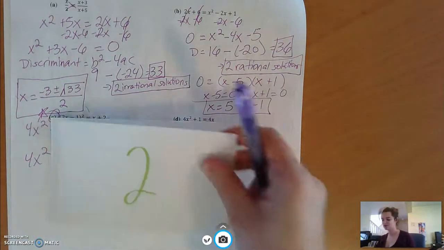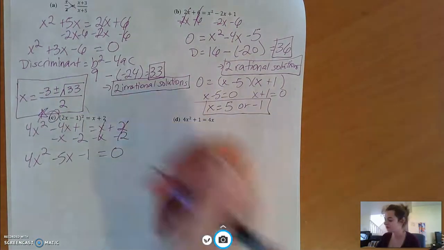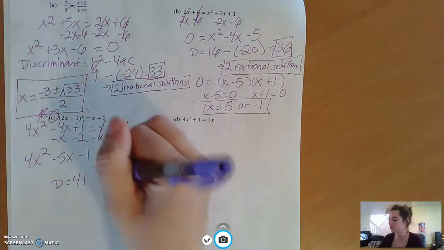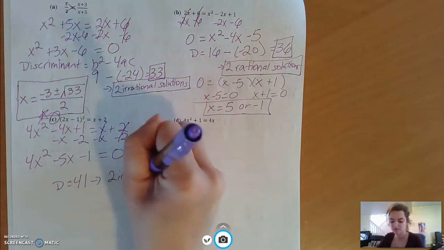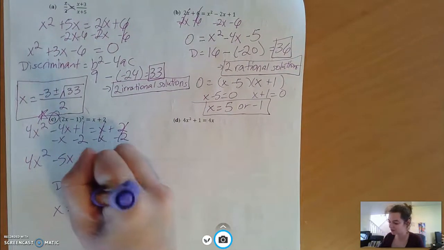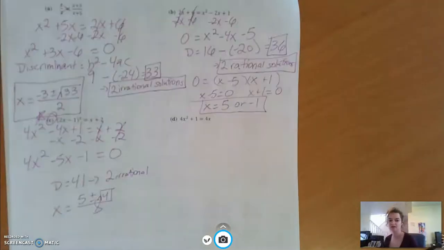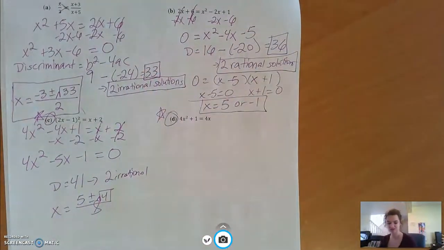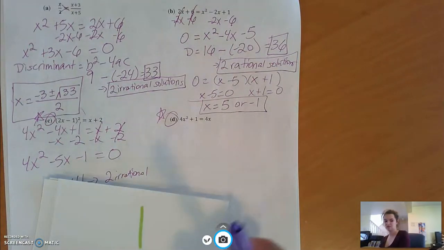3, 2, 1. For the discriminant, you should get 41. Which means that there are going to be 2 irrational answers. When you solve it, you'll get x is 5 plus or minus the square root of 41 all over 8. Last one, I'm going to let you guys try, and I will tell you the answer in 3, 2, 1.